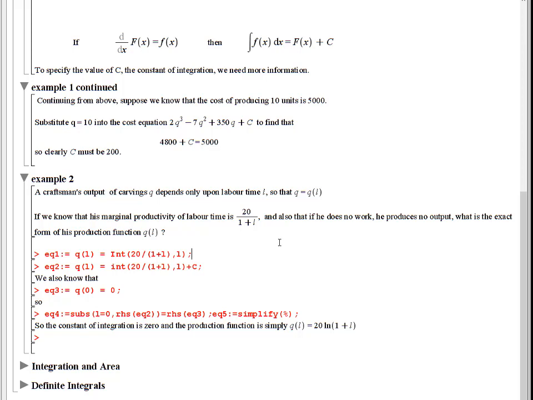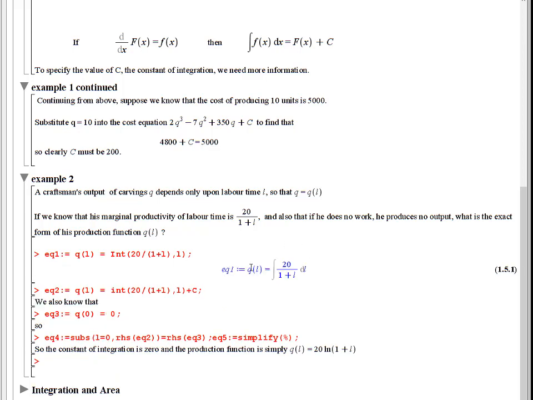Well, let's write down what we've got so far. We've got this for the marginal productivity of time. So what we're going to do is we're going to integrate the marginal productivity. So integrate that with respect to L.